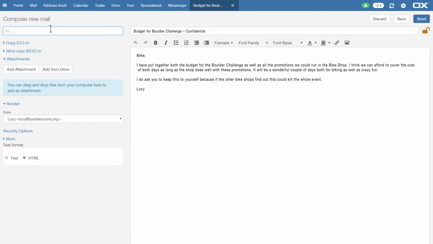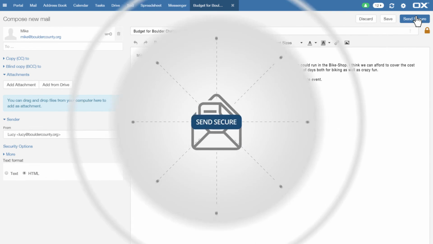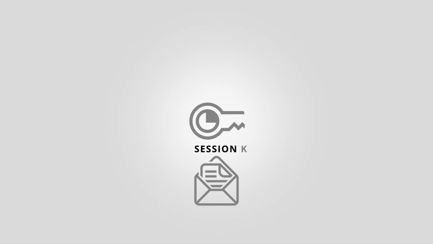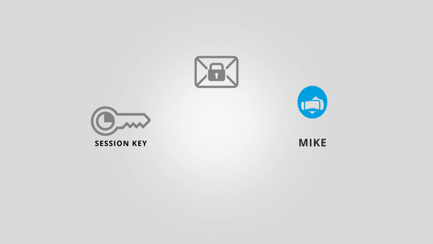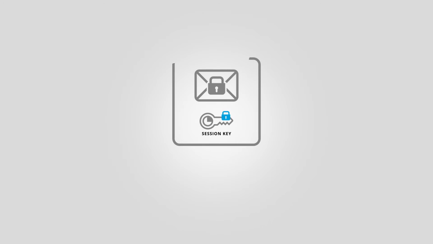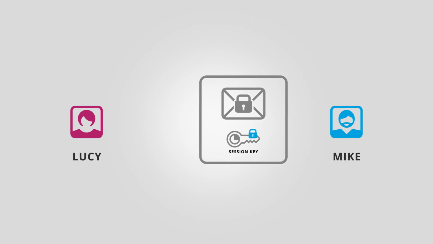Lucy simply writes her email as usual and puts Mike on the to list. She then presses the Send Secure button. In the background, OX Guard generates a session key and encrypts the email and all its attachments. It then gets Mike's public key and uses it to encrypt the session key. This is all then put together in an email and sent to Mike. It is now safe from attacks or interception.